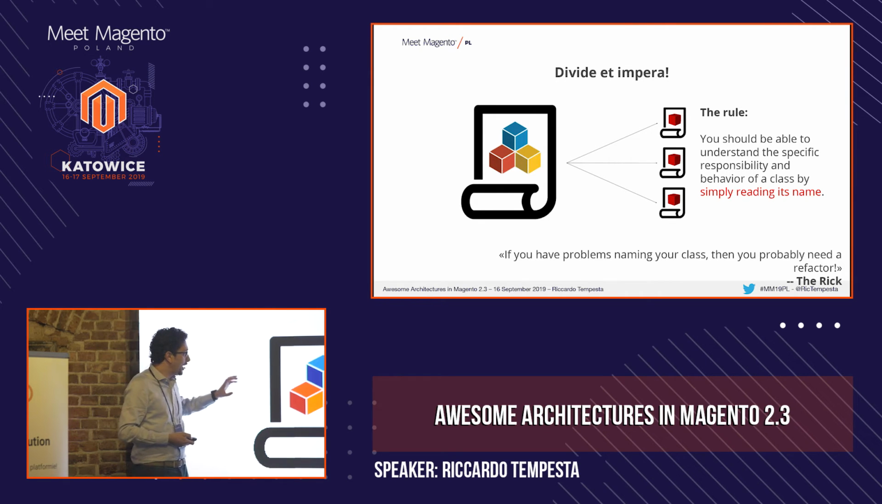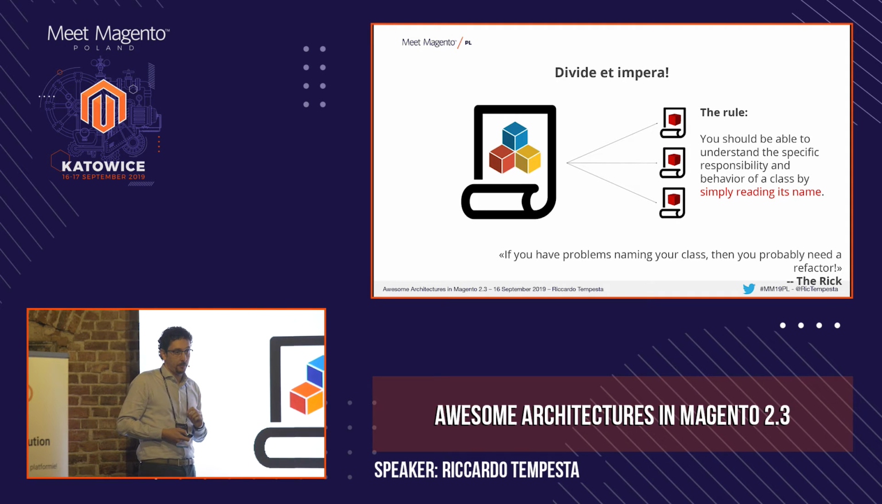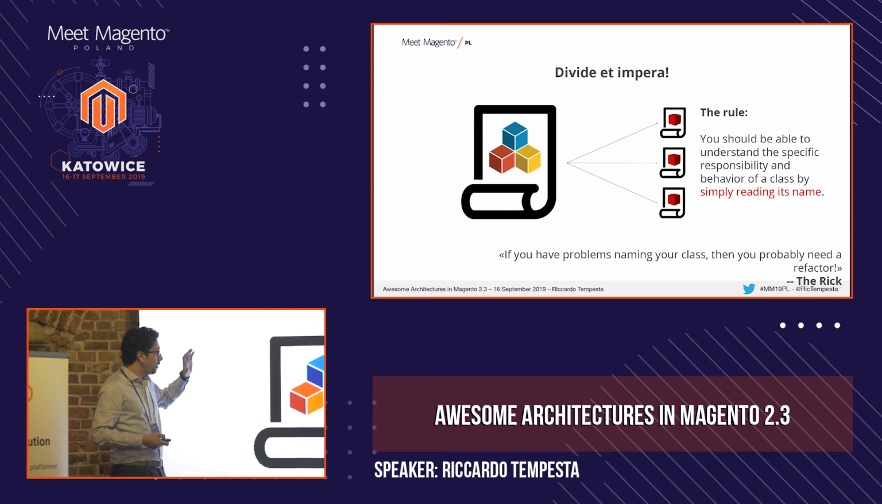So if you have one class doing a lot of things, you should be splitting into multiple classes. This is why in the new way of implementing Magento, you will find small classes with sometimes just one single method. And mind the name, because the name of a class is very important, because it reduces significantly the cognitive load. Just looking at the files list, I should be able to understand what this module is doing. I always say that if you have problems naming the class, then you probably need a refactor. This is what I usually say.